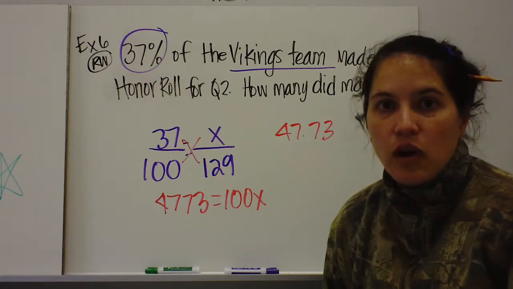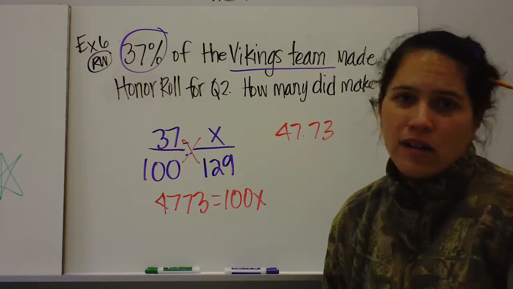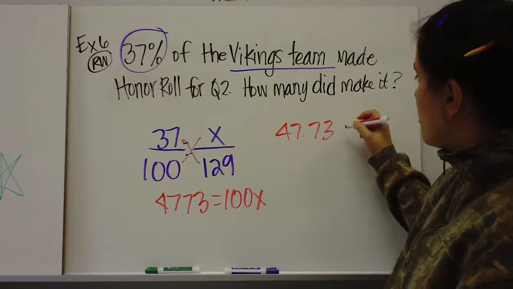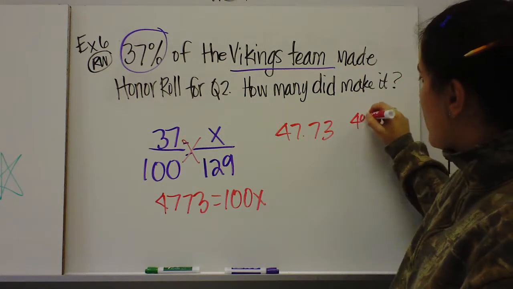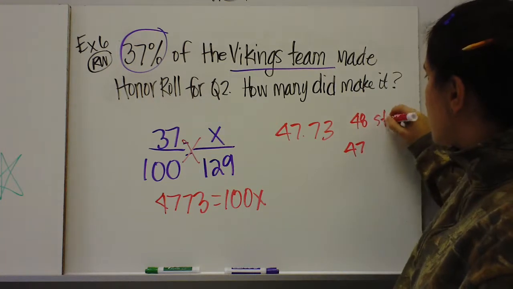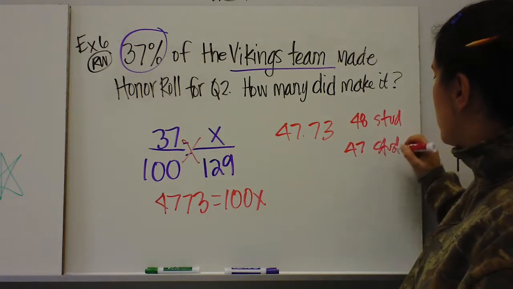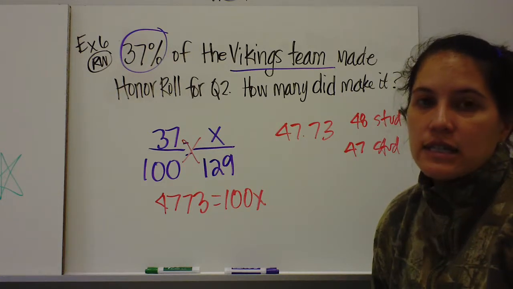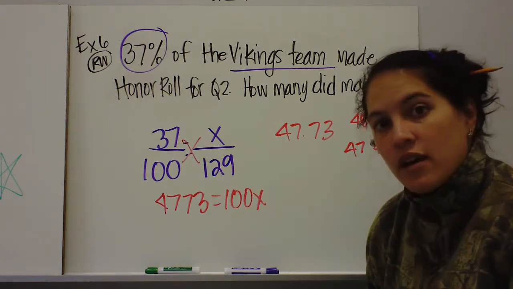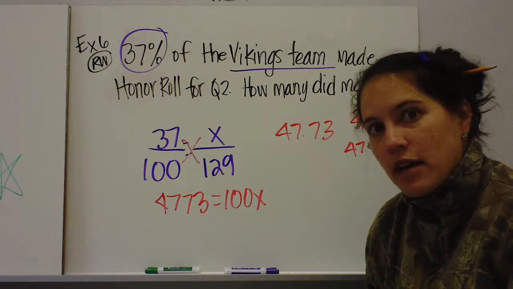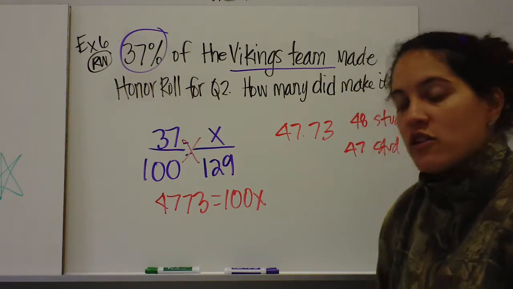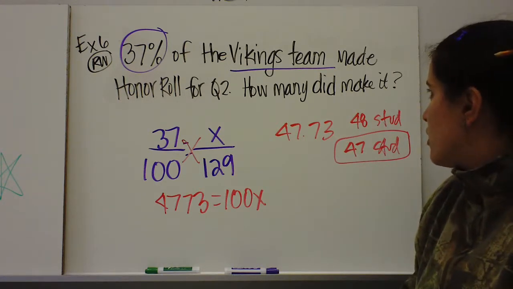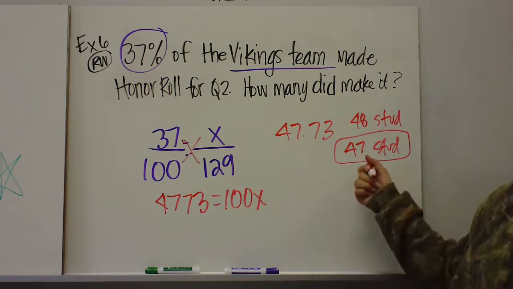Can you have a decimal of a student? No, we're talking about students. How many students made honor roll? So do we round this to 48 students or do we round it to 47? How many students actually made honor roll? Now in this instance, you wouldn't round up because 48 didn't make honor roll. You would have to go down to 47. So 47 students made honor roll.